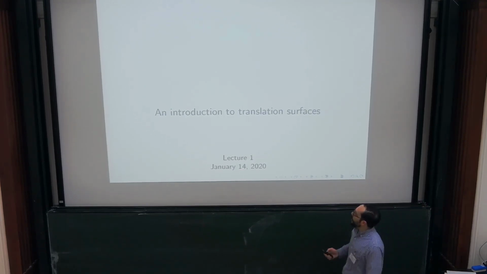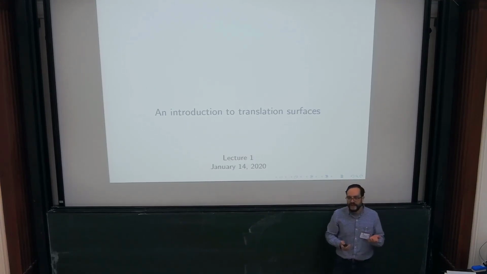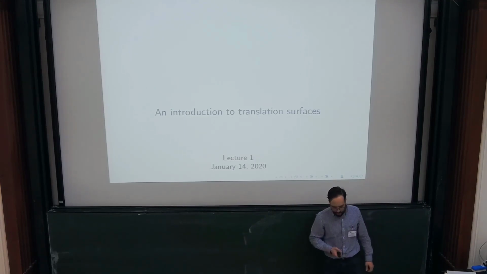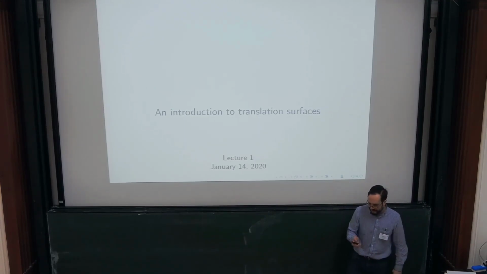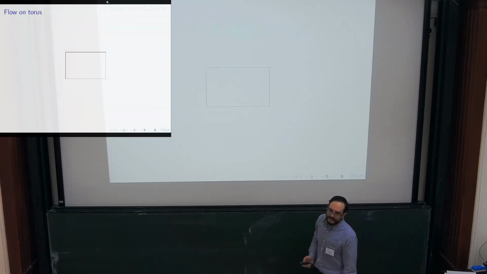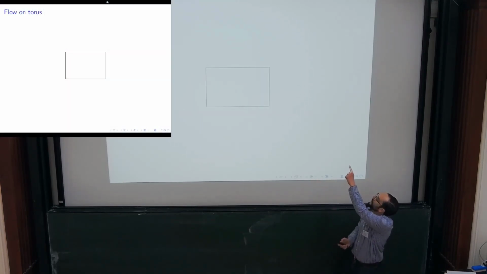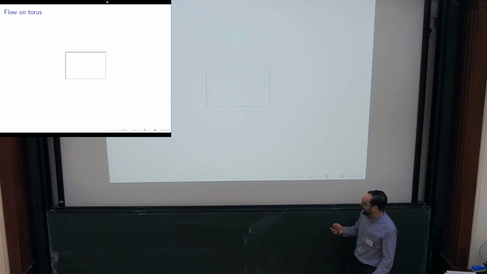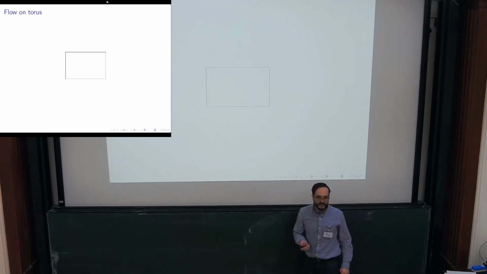So I want to talk about building some tori with some interesting kind of flat or translation metrics on them. What I can do is start off with a rectangle, and I can identify the horizontal sides together, and I can identify the vertical sides together, and in this way I'll obtain a torus. Okay?